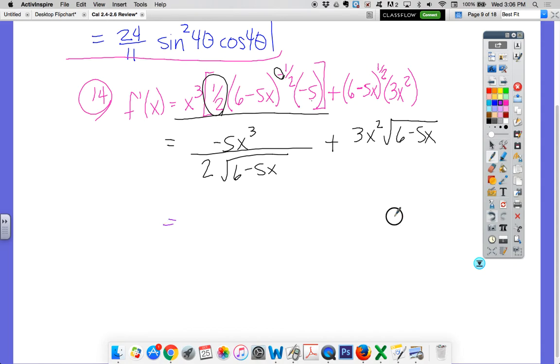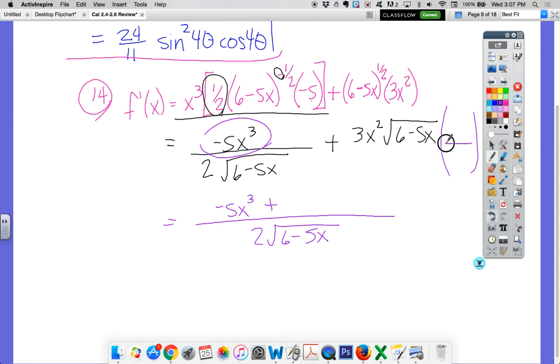It's not that difficult. You can get a common denominator. Your common denominator is 2 times the square root of 6 minus 5x. This part, since it's the same thing, it's the same numerator. Over here, what you're doing is you're technically saying, okay, I've got to multiply top and bottom by the same thing to balance it out. So my numerator gets multiplied by 2 square root 6 minus 5x.